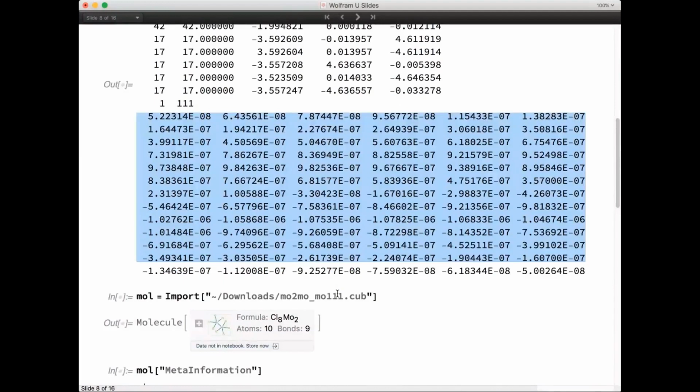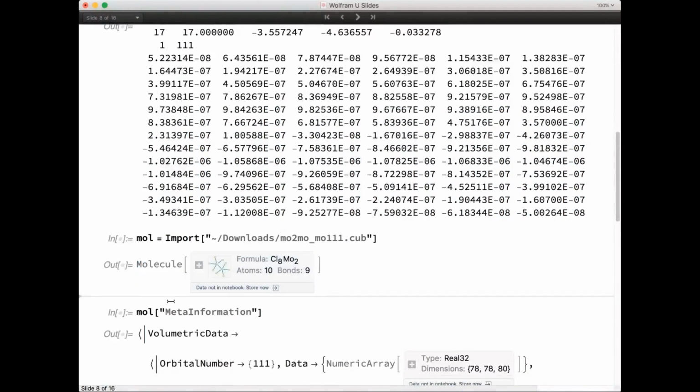So when you take that file and you import it, what it returns back is a molecule. The molecule has all of that structured data stored inside it. So you'll end up seeing something like this. It says data not stored in notebook. And so that's an interesting point.